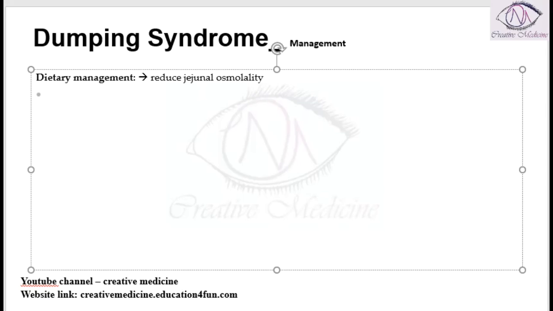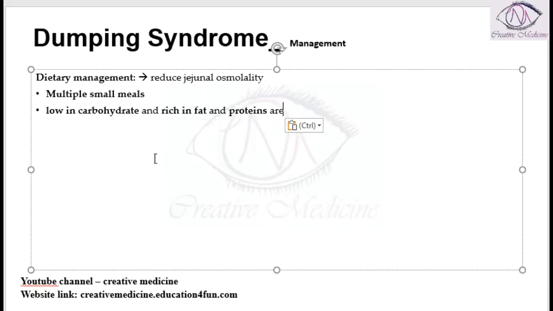So we advise multiple small meals to the patient, and food which is low in carbohydrates and rich in fats and proteins is advised. Such food is absorbed better, because if it is low in carbohydrates, there is no sudden increase in glucose, and thus dumping syndrome can be prevented.